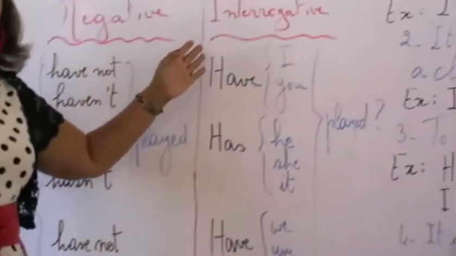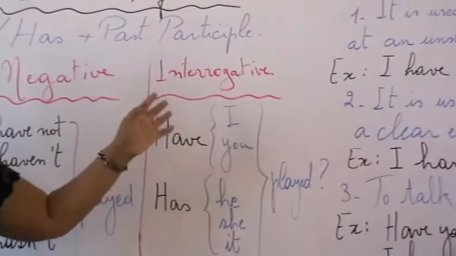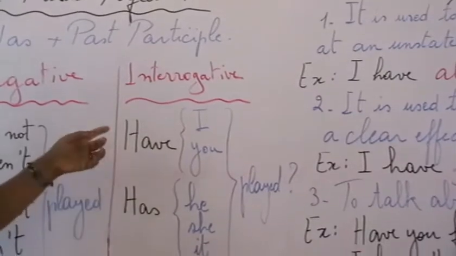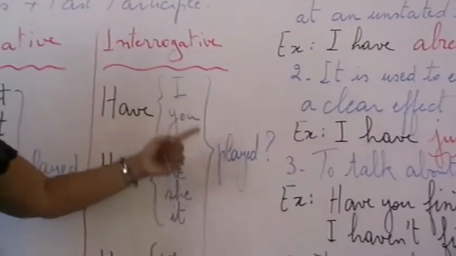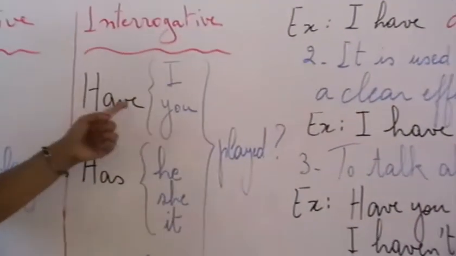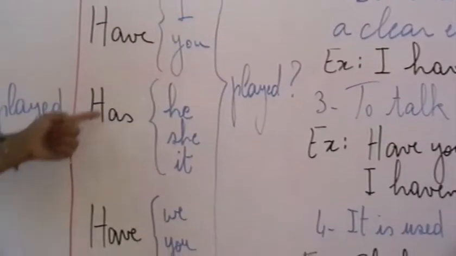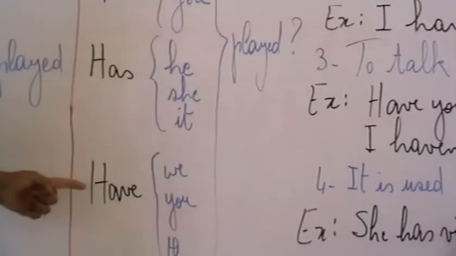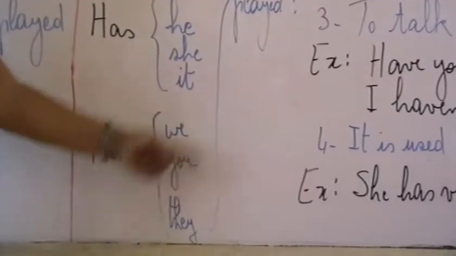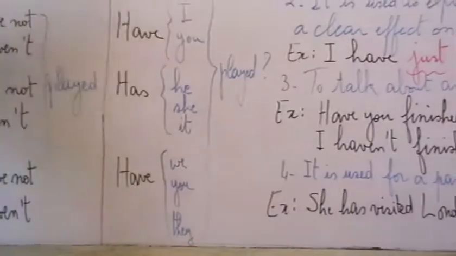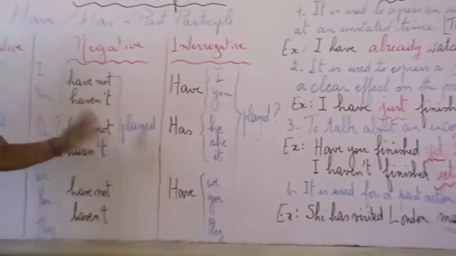Now, what about the interrogative? The interrogative will just take have or has and put it before the subject. So here we have, have I played? Have you played? With he, she, and it, it's has. Has he played? And again, have we, you, and they played? And don't forget the question mark at the end. So this is about the formation.